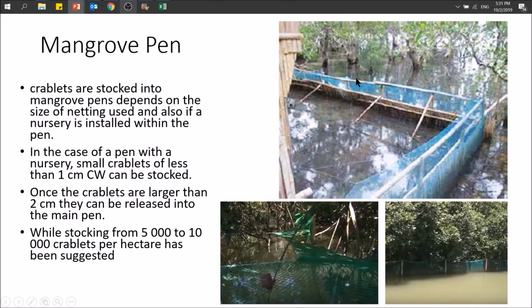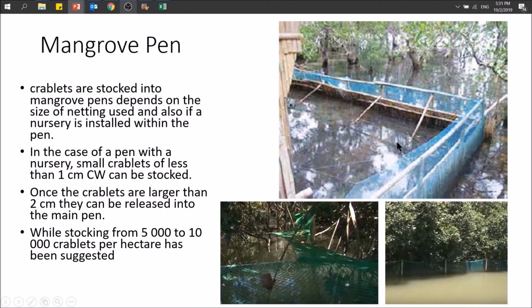Basically, you stock the pens with these crablets when they are about 1 cm carapace width, at about 1,000 to 10,000 per hectare. The idea of using mangrove pens is that the crabs are also able to forage for their own food, apart from the feed that you provide, and seek shelter in this highly dense mangrove forest.